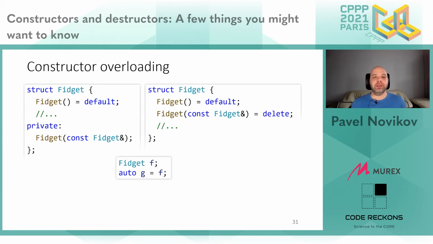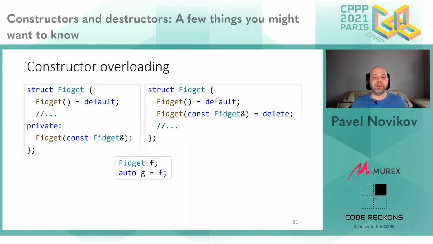Okay, next topic is, let me allow time to answer the next questions. The next topic is constructor overloading. And here you can see two constructions that are very similar by semantics. In the first one, the copy constructor is declared private. And in the second one, it is deleted.